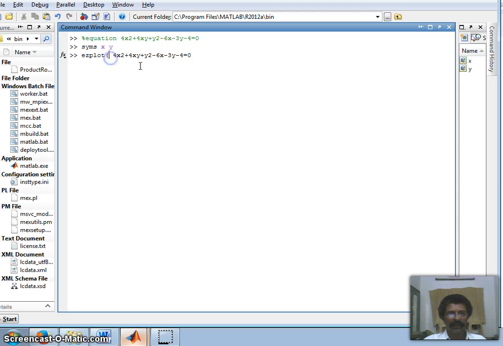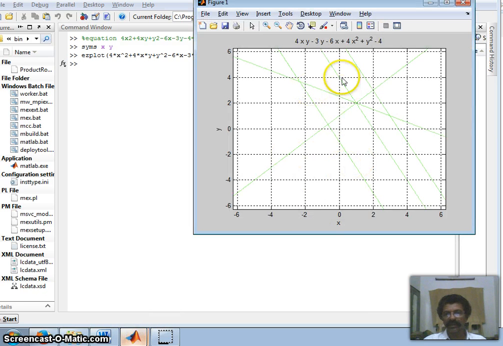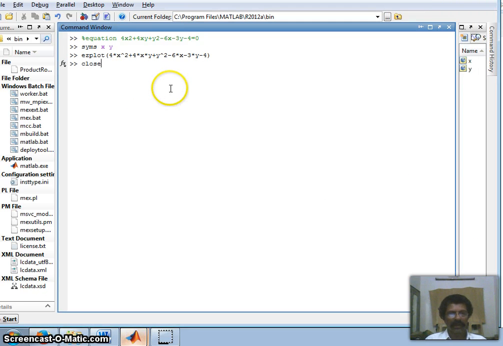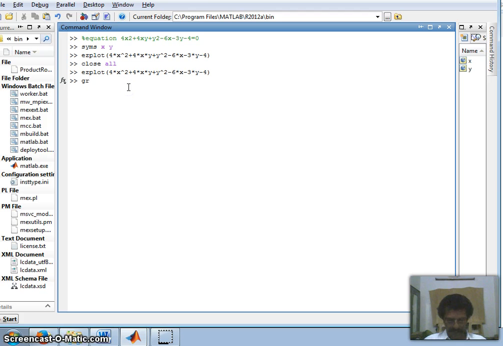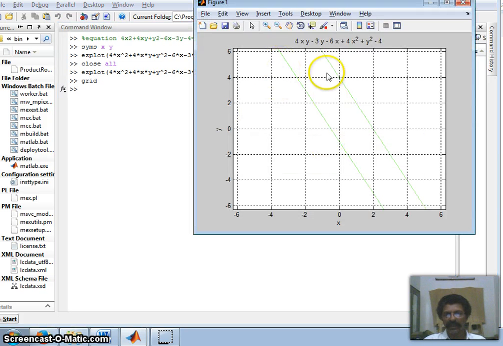So now I will use the operations: 4 multiplied by x power 2 minus 4 multiplied by x multiplied by y plus y power 2 minus 6 multiplied by x minus 3 multiplied by y minus 4. For this we want to plot. You can see these are the figures of the earlier one, so I close the figure. Now I write again, and let us switch on the grid. Now you can see that these are the pair of straight lines.